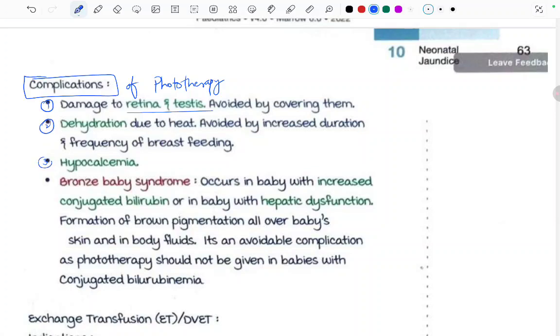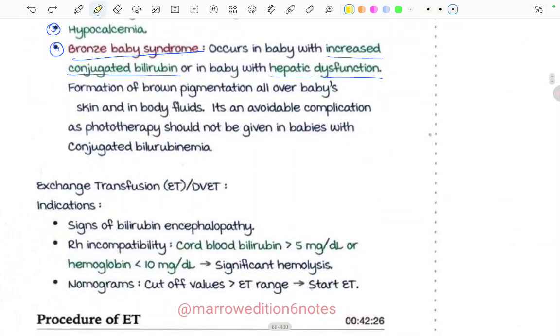Hypocalcemia can occur. There is also something called bronze baby syndrome. It occurs in babies with increased conjugated bilirubin or in babies with hepatic dysfunction, with formation of brown pigmentation all over the baby's skin and in the body fluids. It is an avoidable complication, as phototherapy should not be given in babies with conjugated bilirubinemia. This is an important thing to know. Phototherapy should not be given in babies with conjugated bilirubinemia, and bronze baby syndrome occurs in babies with increased conjugated bilirubin or hepatic dysfunction.